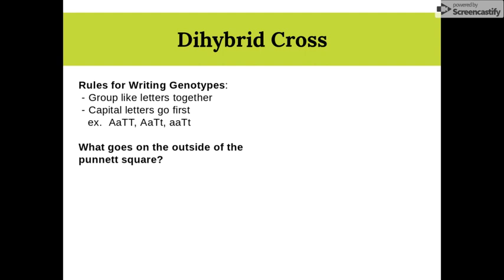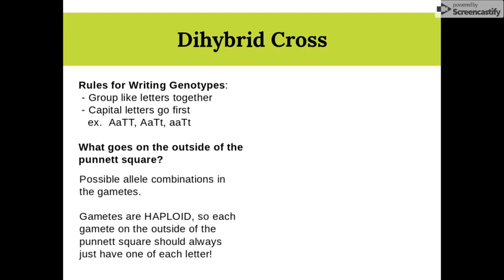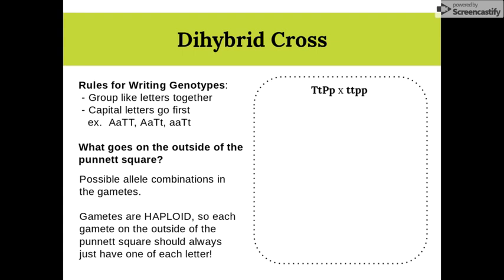What goes on the outside of the Punnett square? Possible allele combinations in the gametes. The gametes are haploid, so each gamete on the outside of the Punnett square should always just have 1 of each letter. So we're going to practice this.